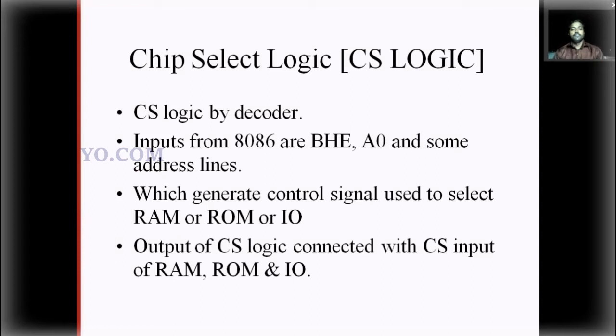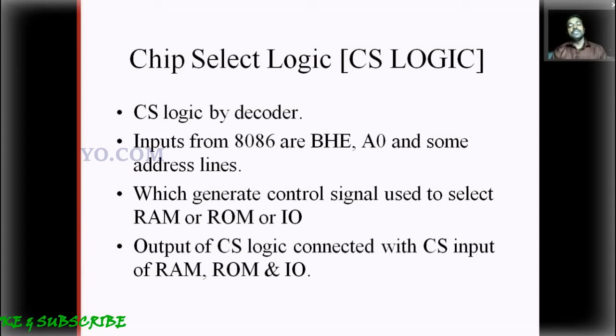Right. The CS logic is a decoder. The inputs from the 8086 are bus high enable BHE, A0 and some address lines, which generate the control signal used to select RAM or ROM or IO. The output of the CS logic is connected with the CS input of RAM, ROM and IO.